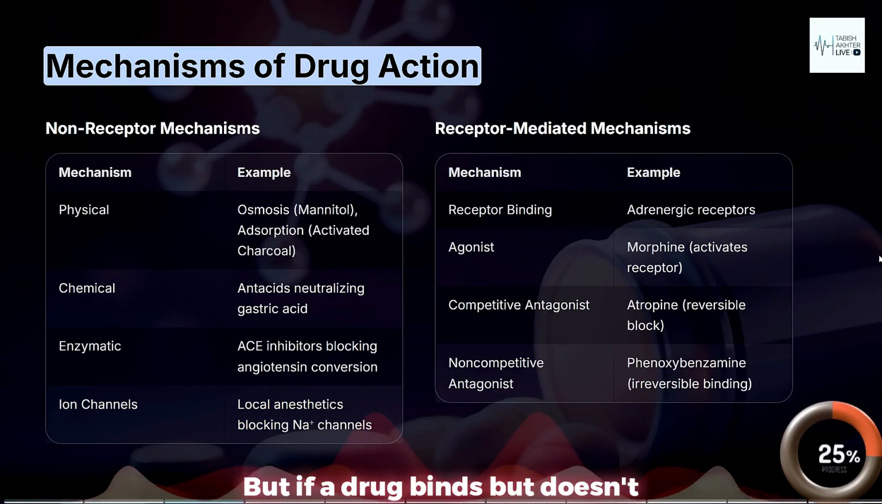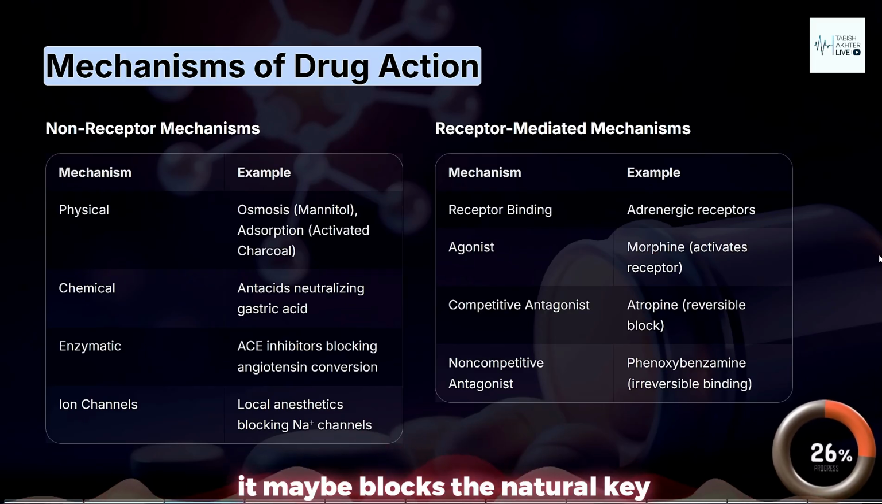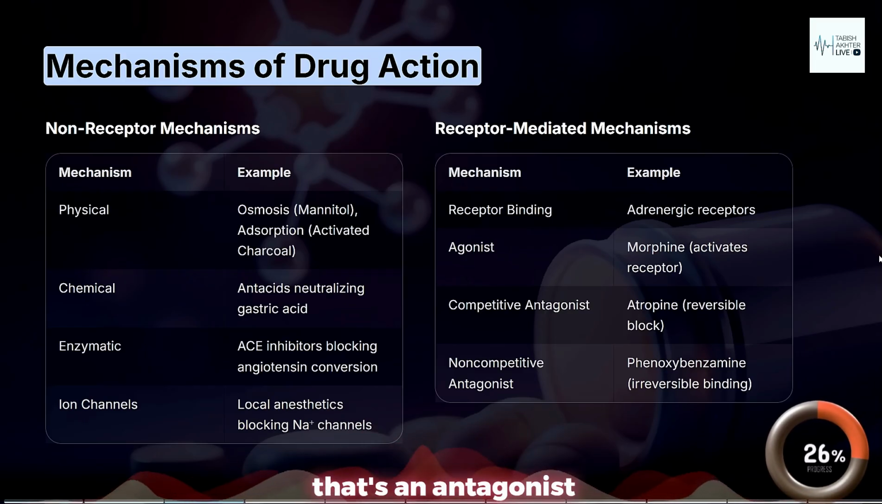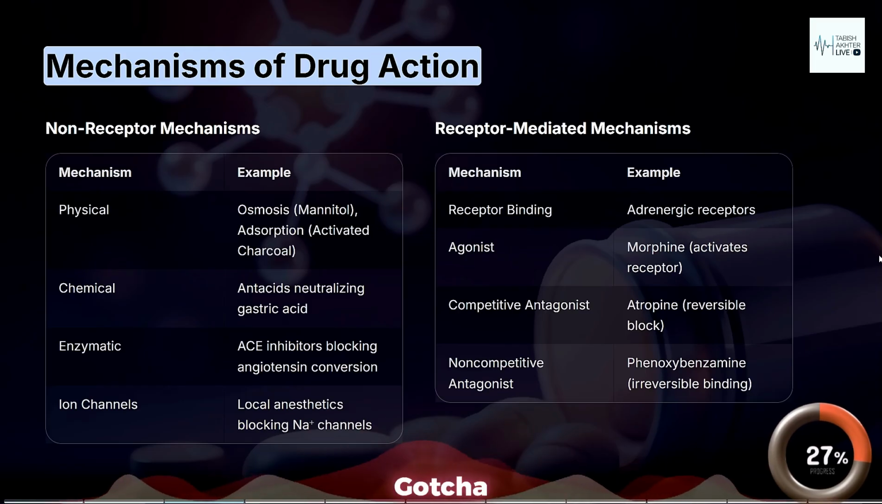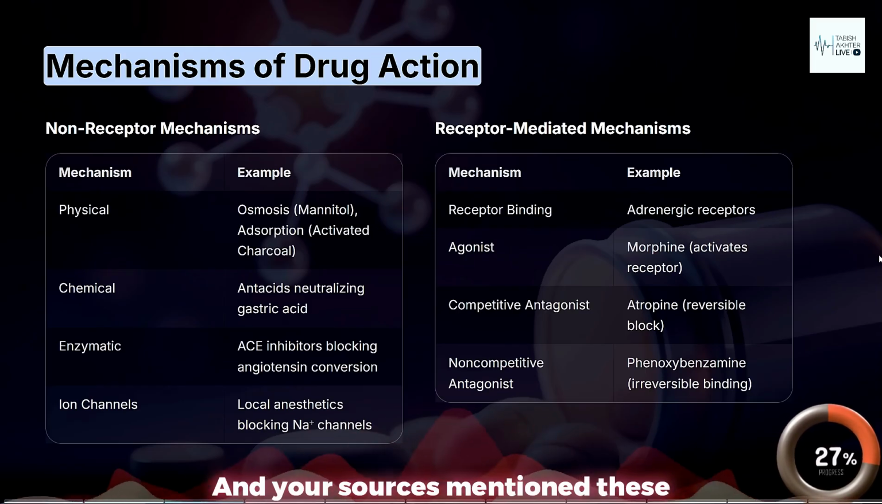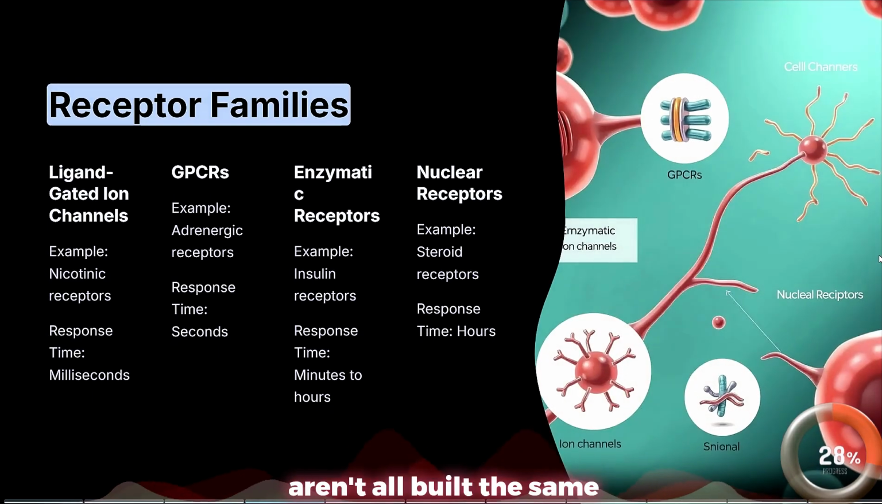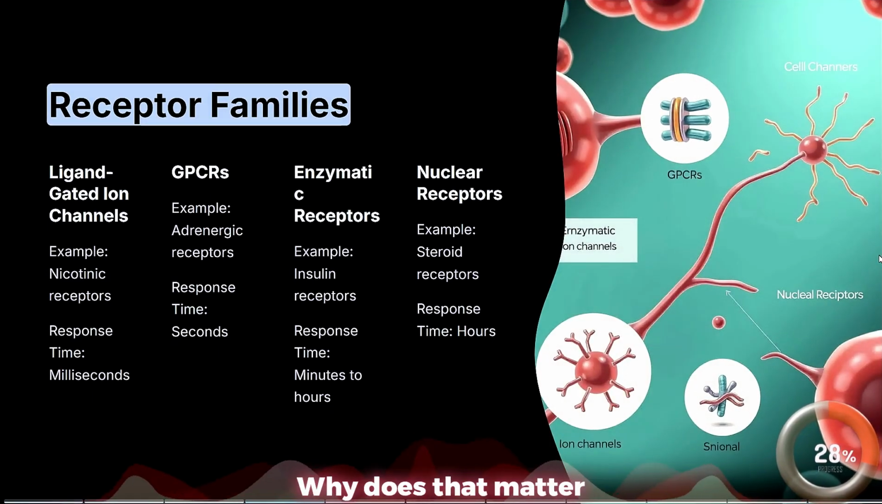Precisely. But if a drug binds but doesn't activate, and maybe blocks the natural key, that's an antagonist. It just sits there, blocking the spot. Gotcha. And your sources mentioned these receptors, these locks, aren't all built the same. They work at different speeds. Why does that matter? Oh, hugely.